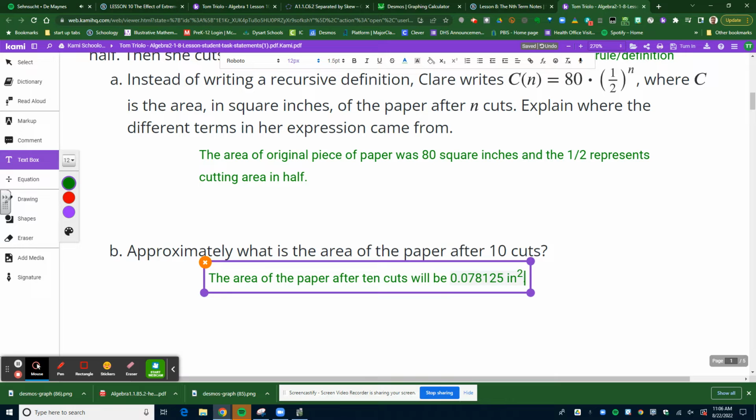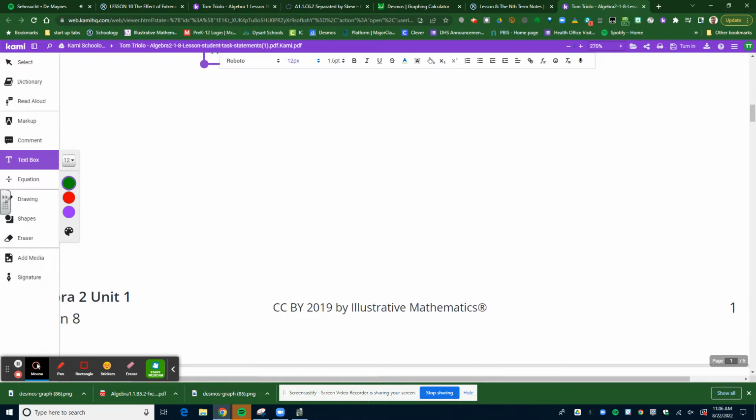Okay. Do you think this is physically possible? Okay. Something that's got 78,125 millionths of an inch. That's physically going to be possible to do. Okay. All right.